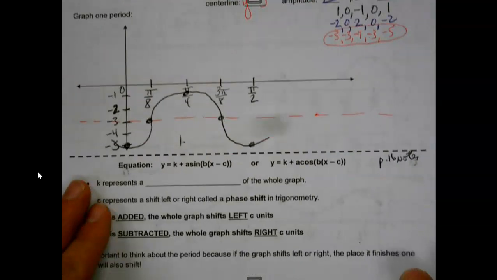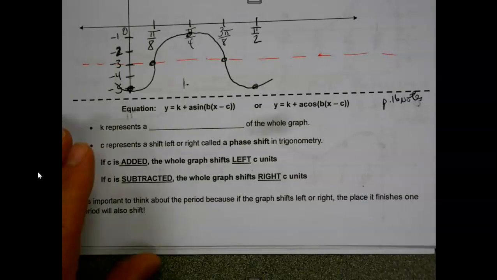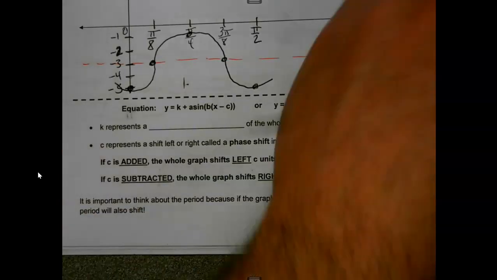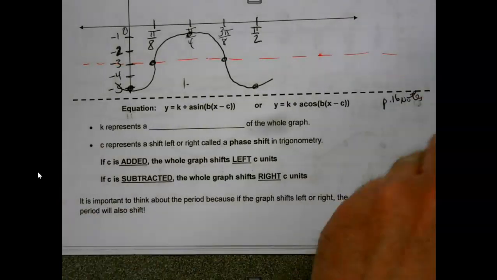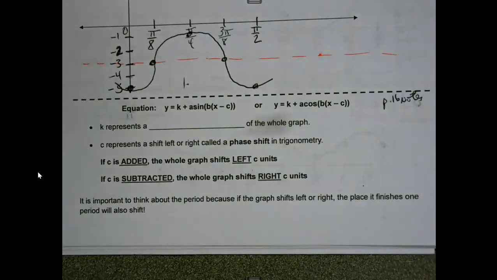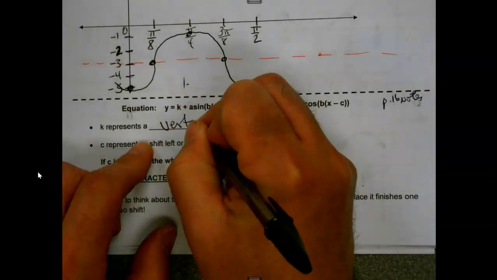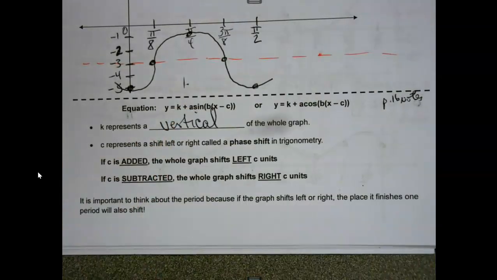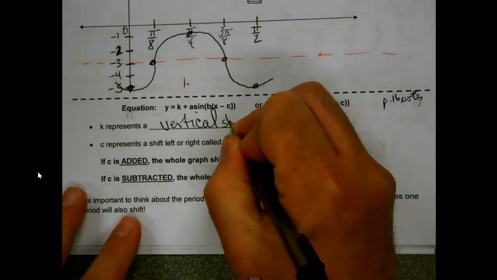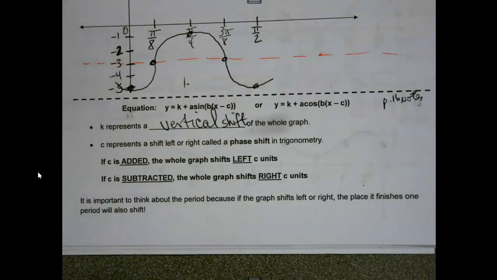Now, today, we're going to take a little bit of a different look at the final of our transformations. Hallelujah, they're almost over, all four of them. So now, reminder from yesterday, K represents a vertical shift. I guess I need to write the word shift in there. Vertical shift of the whole graph.